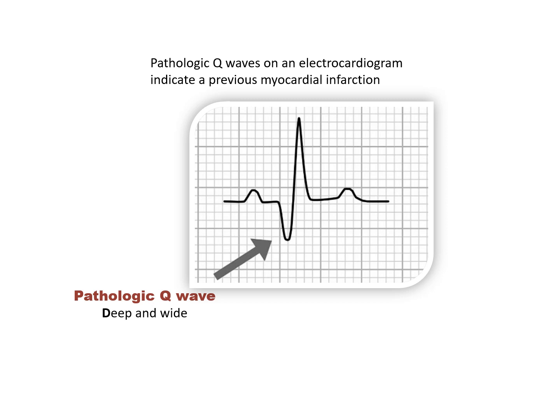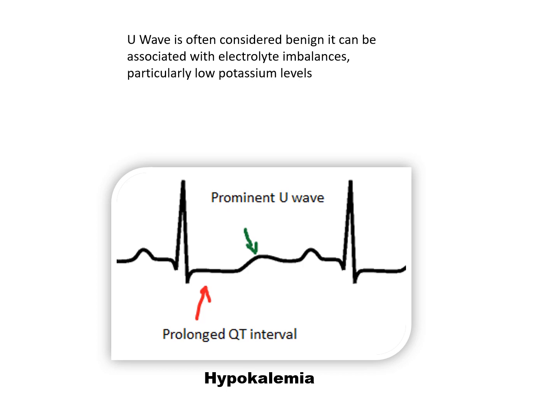The U wave on an ECG is a small positive deflection following the T wave, usually seen in leads V2 to V4. While its exact origin is not fully understood, it is often considered benign. Changes in the U wave can be associated with electrolyte imbalance, particularly low potassium levels. Here, this ECG shows a prominent U wave and prolonged QT interval, which indicate ECG changes due to low potassium levels.